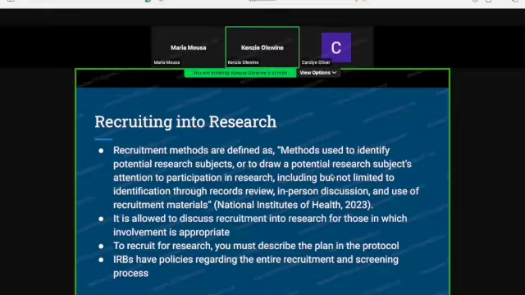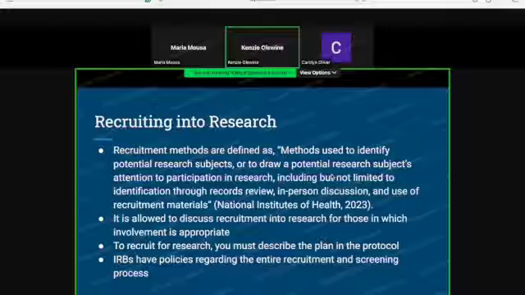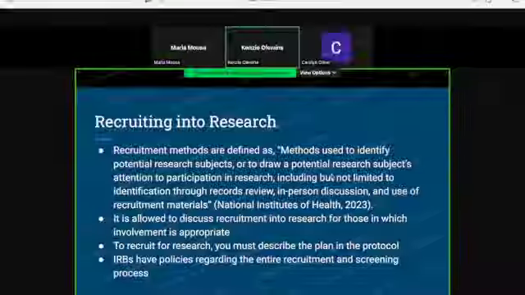So, for example, a doctor is allowed to discuss it with one of their patients that they feel the study would be fit for. But to recruit for research, you must describe the plan and the protocol for recruitment, and that plan for recruitment has to be approved by the IRB. The IRBs have policies regarding the entire recruitment and screening process that encompass the Common Rule, FDA, and HIPAA requirements.